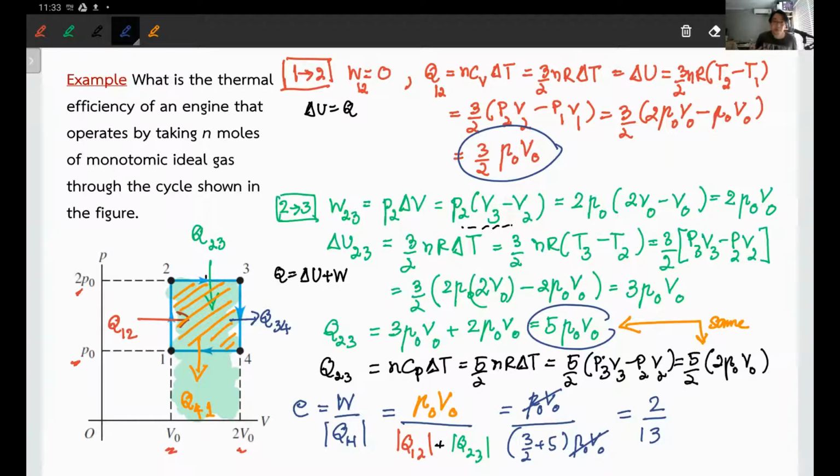But isn't that cool? In the sense that that's how you determine the efficiency of a cycle. But it's all relying on the first law of thermodynamics that you have already built in the past week.